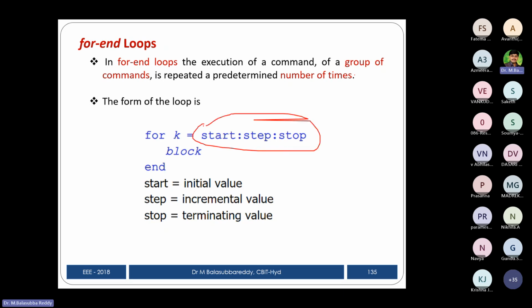how to create a vector: start value, stop value, incremented value. Same thing. For k equal to 1 to 20 incremented by 2, then 1 colon 2 colon 20. That is the way we are able to get the values. Now you can see the initial value, then the incremented value, and the terminating value.